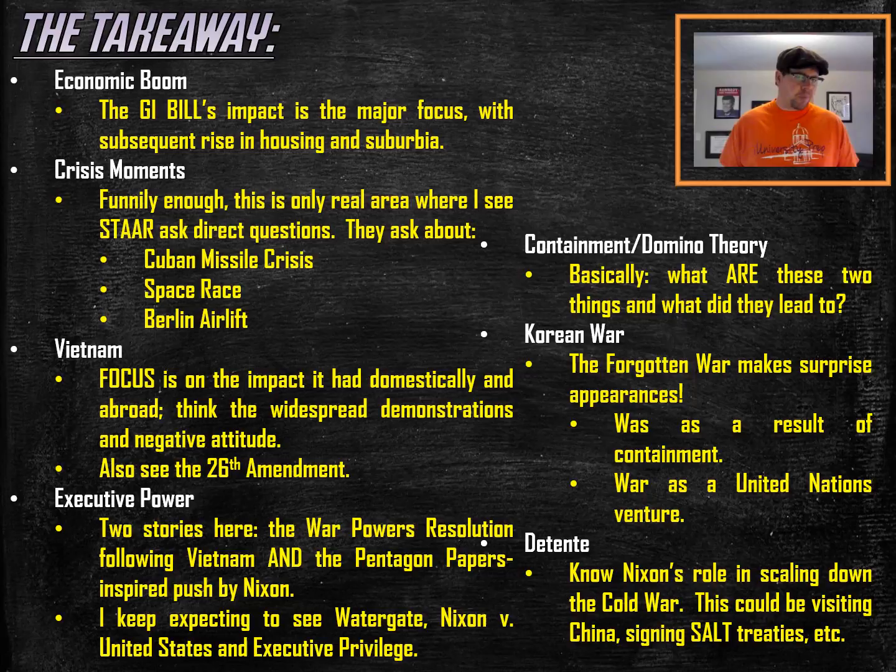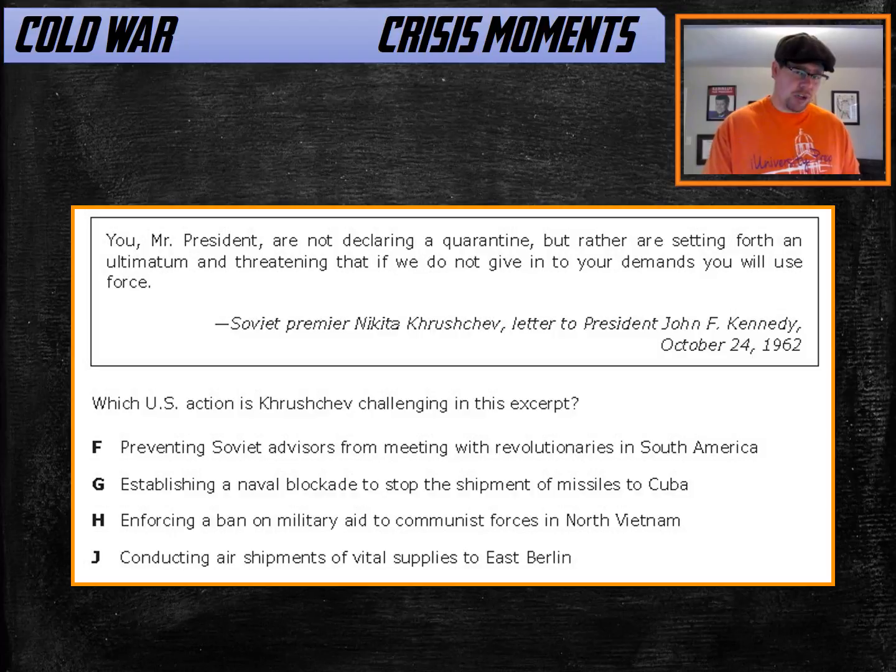And really, this is kind of odd. The test seems to ask its most direct questions in this category. When you compare it to every other category in every other era over the years, this category seems to just rack up those straight, direct questions. No maps, no graphs, anything like that. Just, hey, straight, direct question. What is this? Well, I've seen three crisis moments in particular. The Cuban Missile Crisis, the space race, and the Berlin airlift. So let's take a look at the questions.